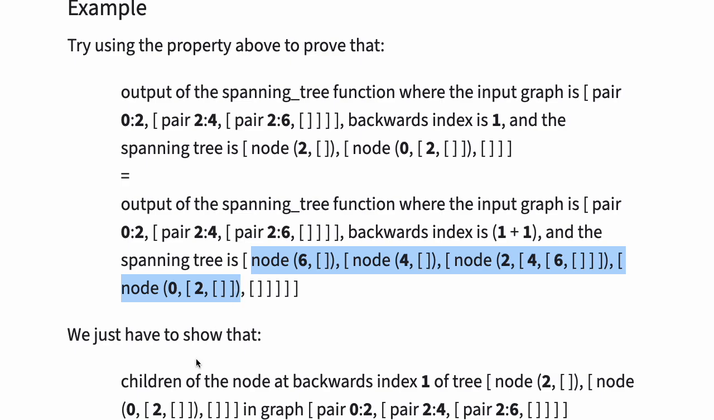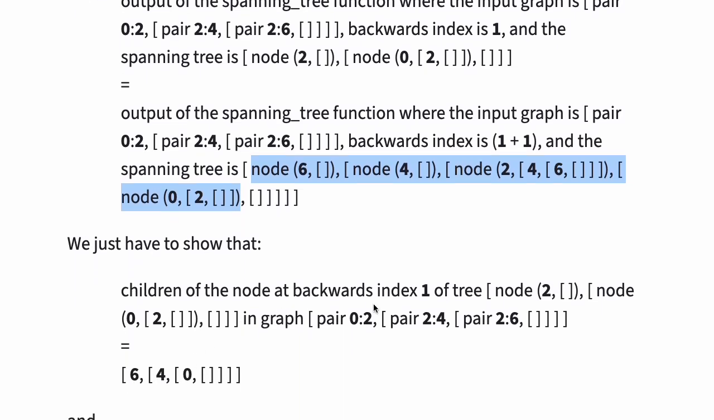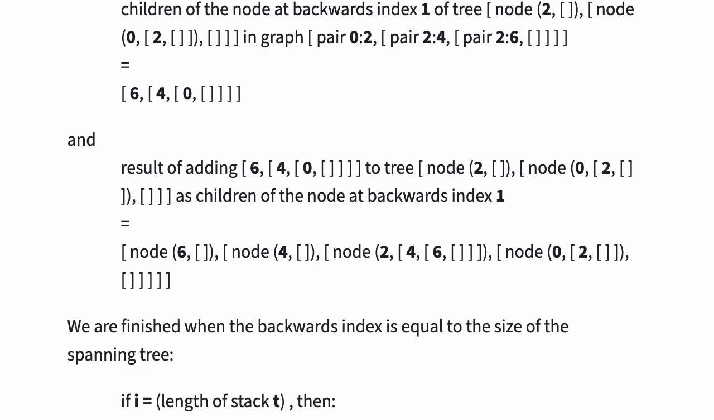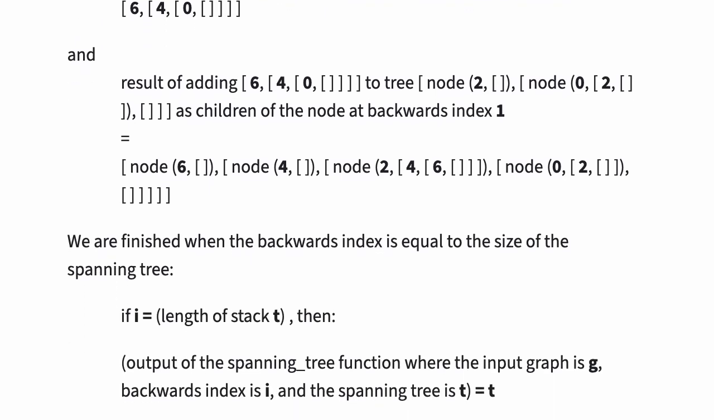We just have to show that the children of the node at backwards index 1 of tree node 2 and node 0 in graph 0, 2, 2, 4, 2, 6 is equal to the stack 6, 4, 0. And the result of adding stack 6, 4, 0 to tree node 2 and node 0 as children of the node at backwards index 1 is equal to the stack node 6, 4, 2, and 0. We're finished when the backwards index is equal to the size of the spanning tree.